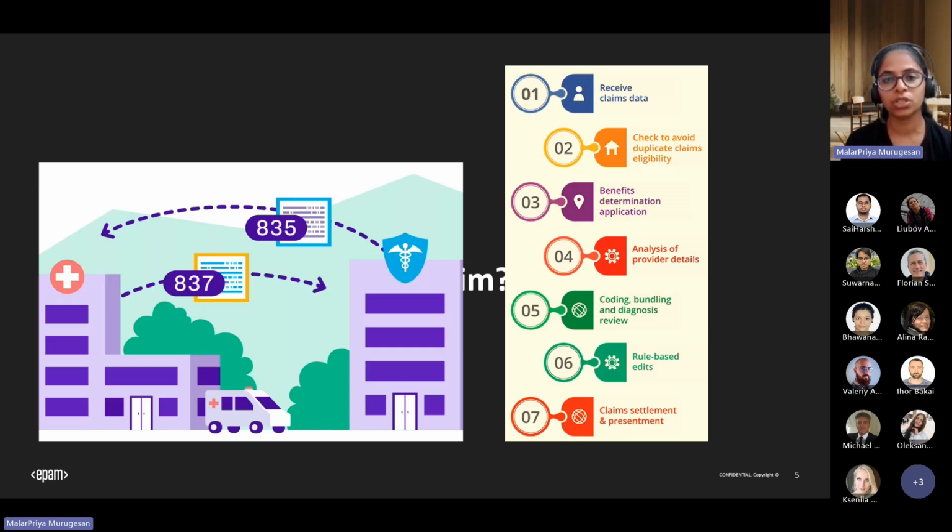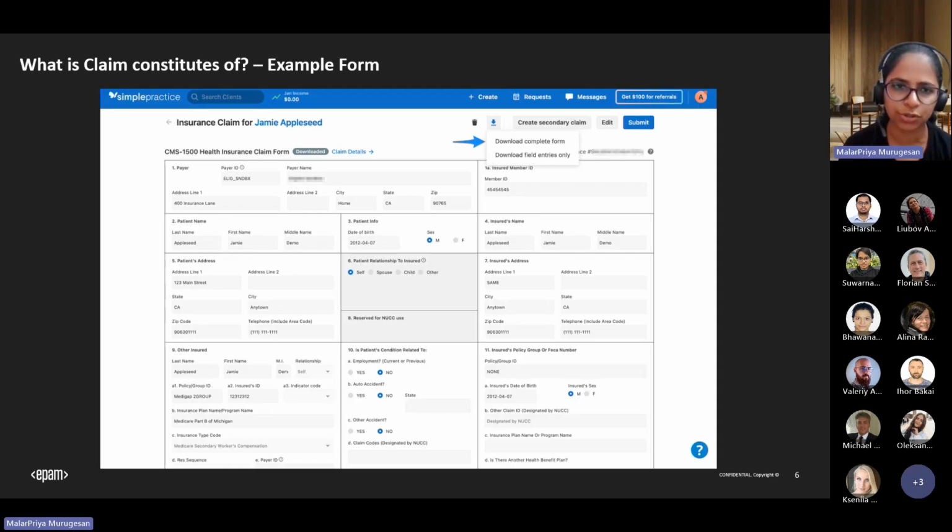And then the fifth step is coding, bundling and diagnosis review, which we are going to see in detail in our session 2. But for now, what coding, bundling and diagnosis review means is that you are collecting the information in natural language, but the system will not be able to understand it, right? So we need some sort of code mapping so that it can be further processed, then further review and rule-based edits will be applied, and finally it will move to the claim settlement and presentment stage.